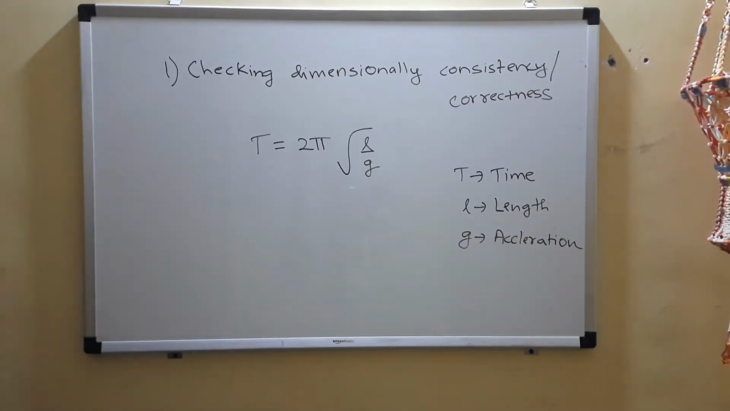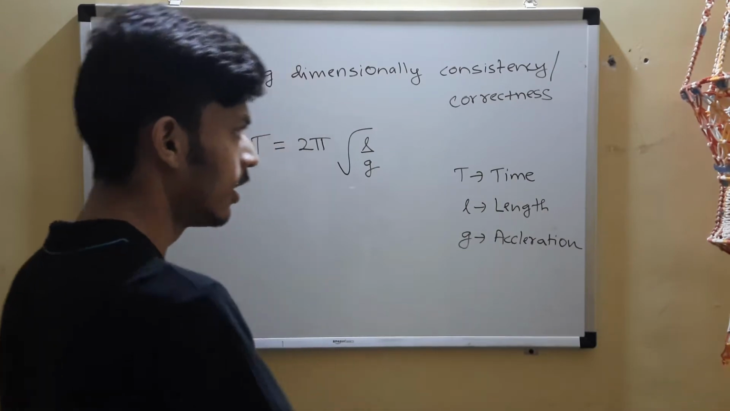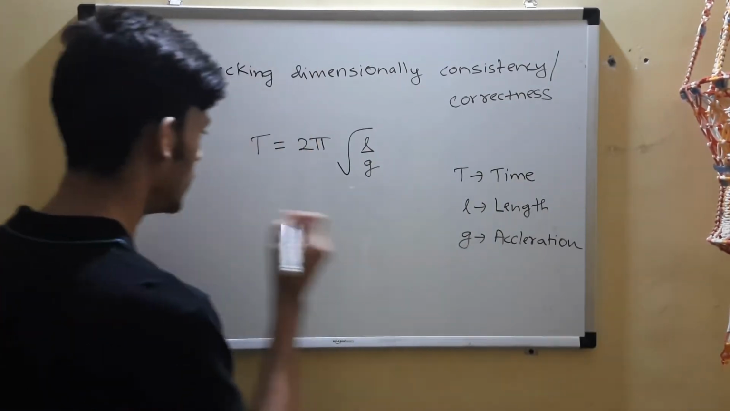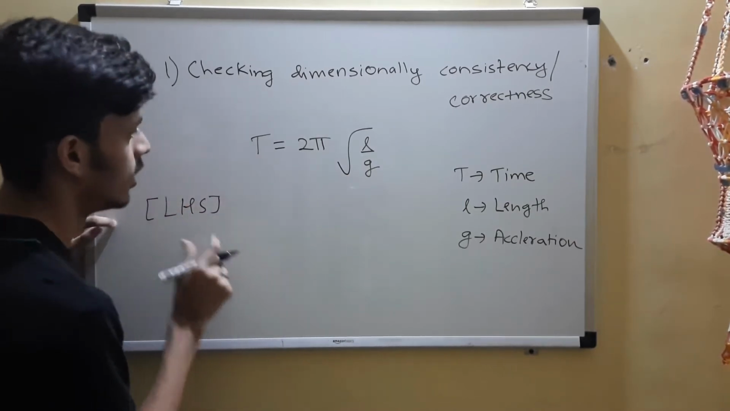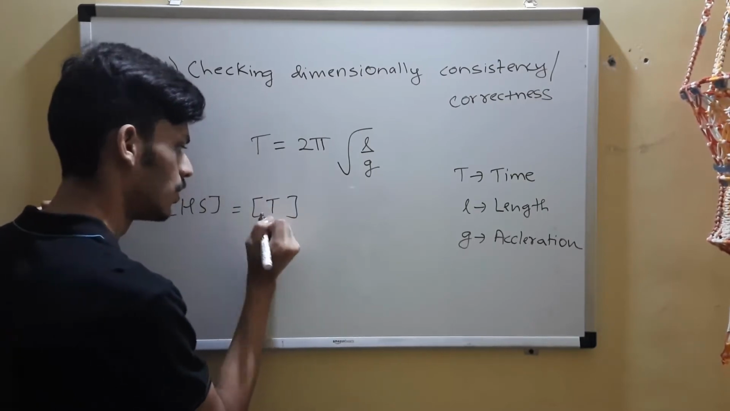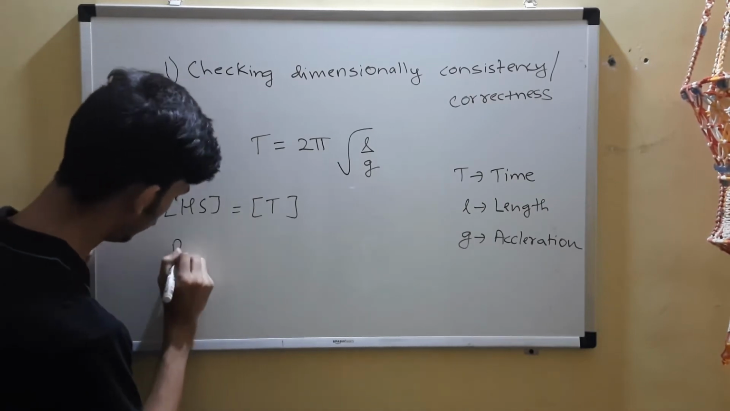What's the procedure? Take the dimensions on the left hand side, then take the dimensions on the right hand side, and check whether they are equal or not. Okay, so let's do that now. I'm doing it now. Left hand side, which is time. So it's simple as that. Now let's go for the right hand side.